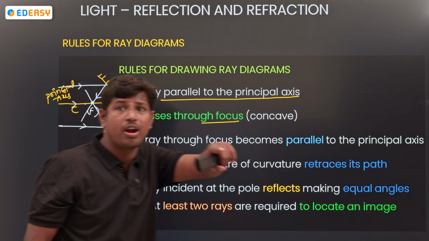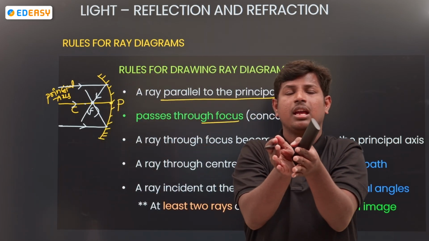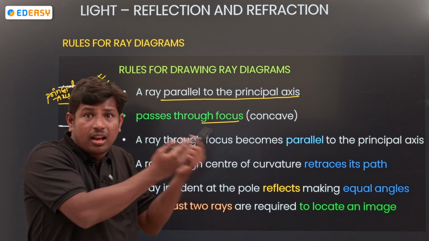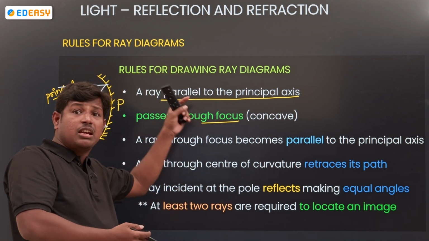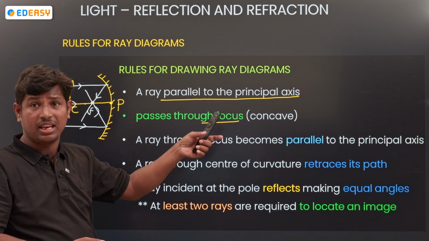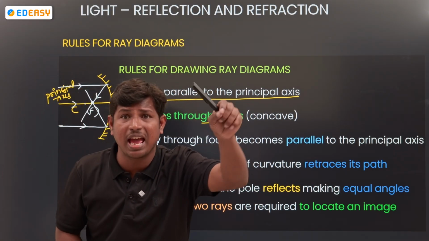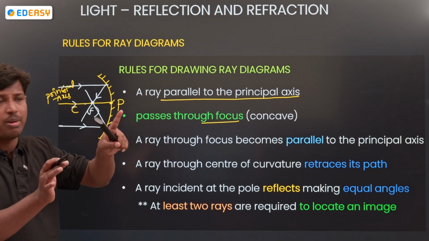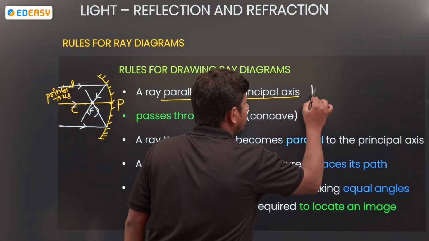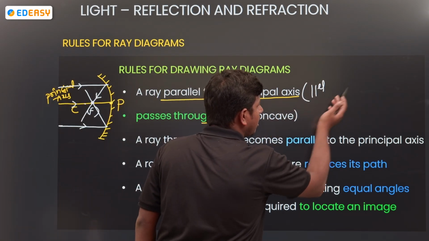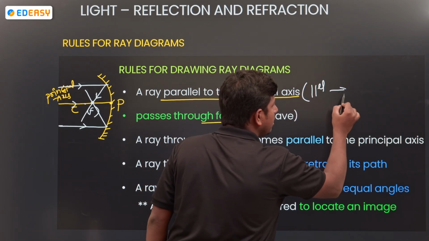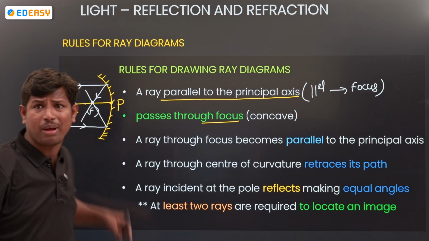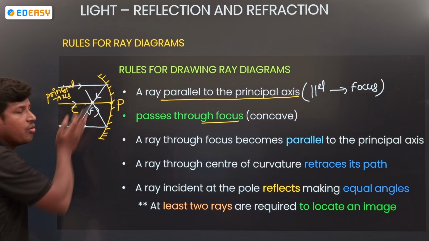Remember, the first point is that if any light ray is parallel to the principal axis, after striking the surface, it passes through the focus. If any light ray is parallel to the principal axis, after striking the surface, it passes through the focus only. Remember, parallel. If the light ray is parallel, it passes through the focus. That is the first point.